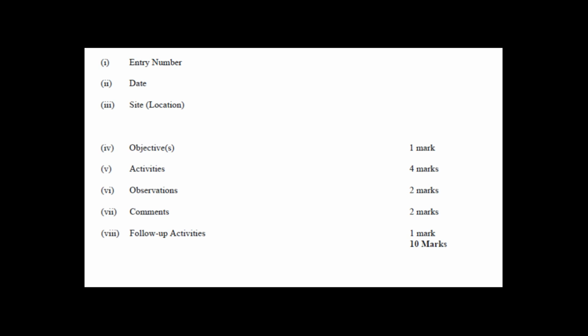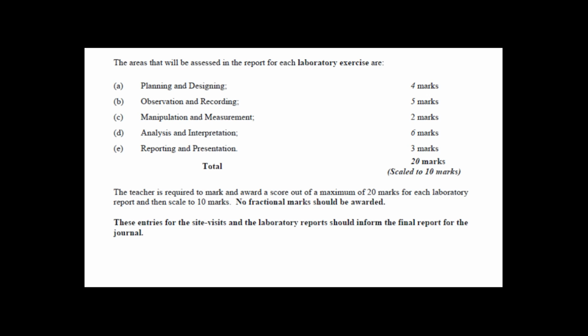And this is how a site visit is to be set up. You have an entry number, date, site, objectives, activities, observations, comments, and follow-up activities. So this is how you will write headings for site visits. And then for the practicals, these will follow this sequence here.